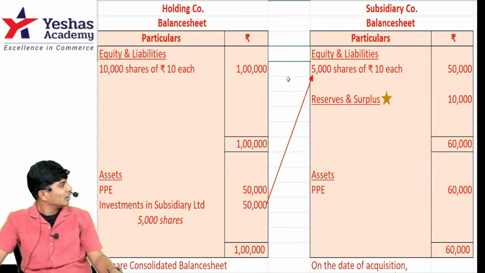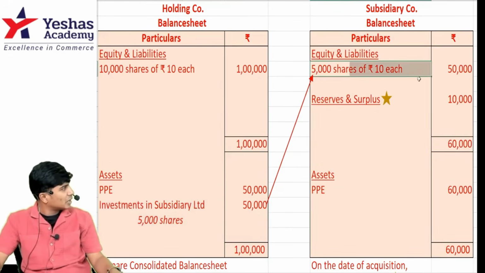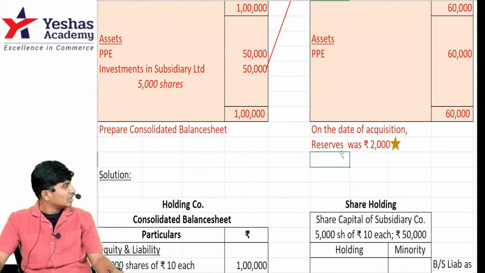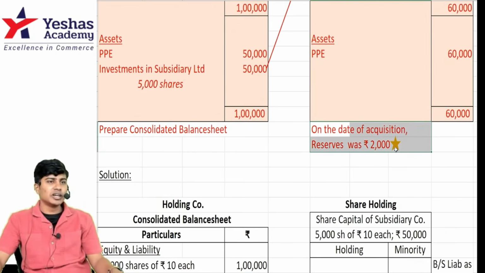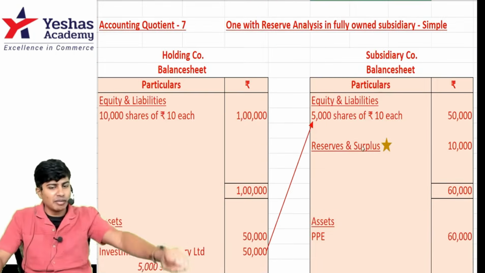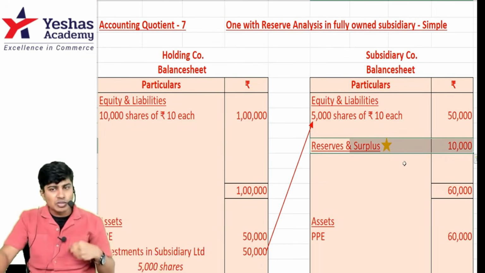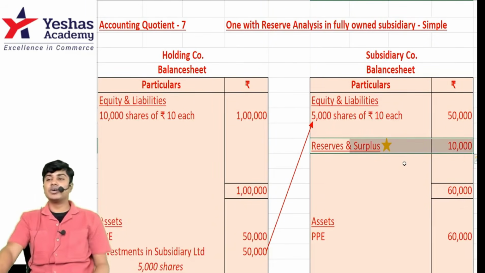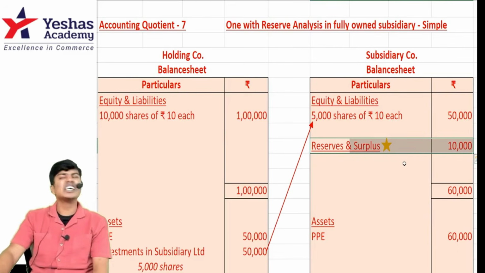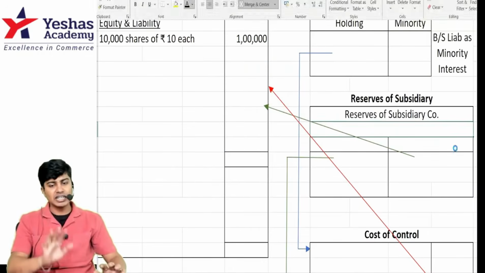5,000 shares, 50,000 I hold. 100% I only hold. But profit, what they want: 10,000. See this here. On the date of acquisition, how much was reserve? The day I'm doing consolidation, how much reserves is there? 8,000 came after I came. So 8,000 is post acquisition, revenue reserve. 2,000 is pre-acquisition, capital reserve. So I will split that. I'll write reserves of subsidiary, 10.